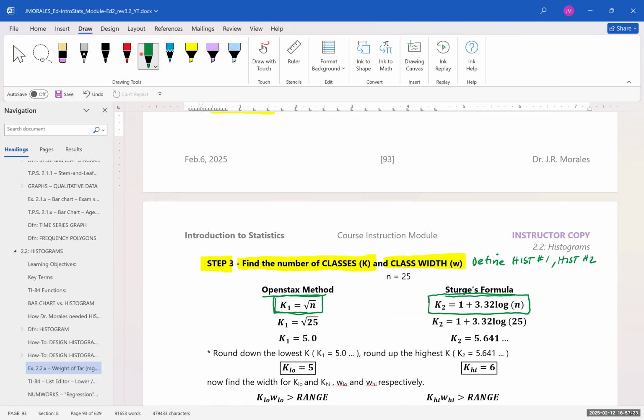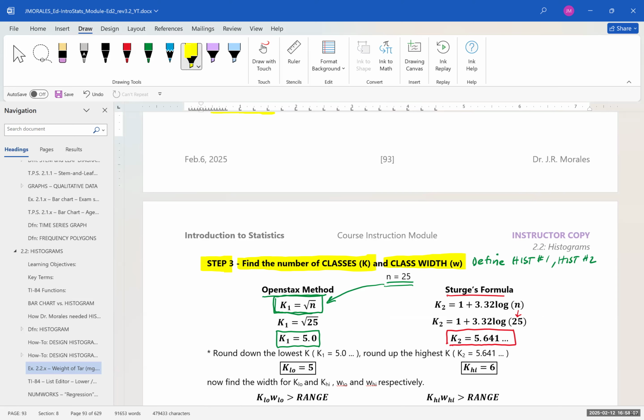Now to use each of these formulas, we just need to substitute our value of n, which is the sample size, which was 25. So substitute 25 in for n, and we have k is equal to the square root of 25, which is going to be exactly 5. Now let's switch over and look at Sturge's formula here. If we substitute 25 in for n and put this into the calculator, we're going to get K2, the second number of classes, which is going to be 5.641.